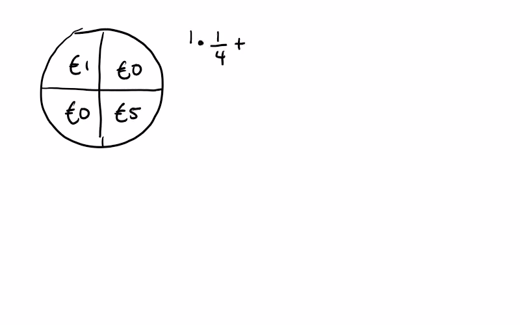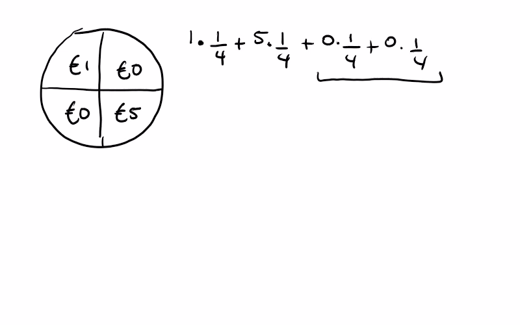Okay, let's look at another example. This time we'll have 4 sectors. We'll put 2 of them at 0, 1 of them at 1, and 1 of them at 5. Let's have a look at the return on this. So €1 1/4 of the time, plus €5 1/4 of the time, plus 0 times 1/2, or 0 times 1/4, plus 0 times 1/4. These obviously are going to give us 0. So you can see the expected value of this pretty much straight away. It's 1/4 plus 5/4, which is 6/4, which is €1.50.